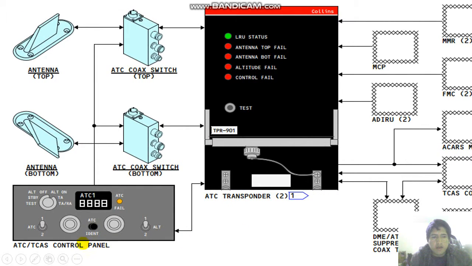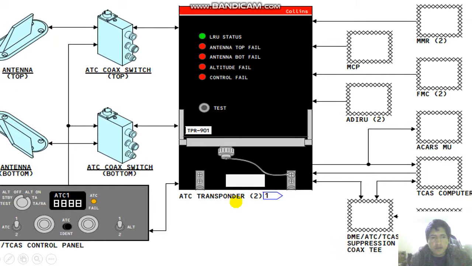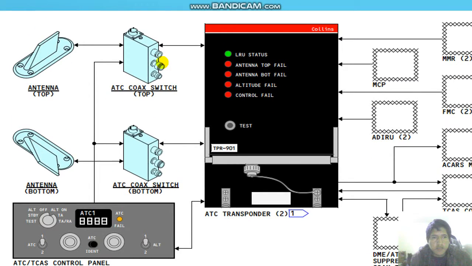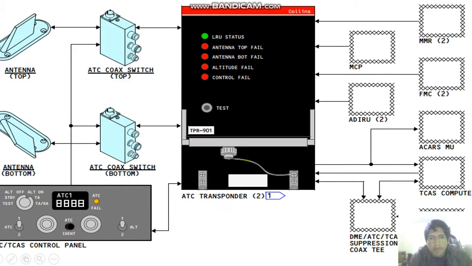In this case, there is the control panel, the ATC, and in this system there is the TCAS, and then the transponder, the ATC, the switch codes, and two switches interfaced with the antennas, the top antenna and the bottom antenna.